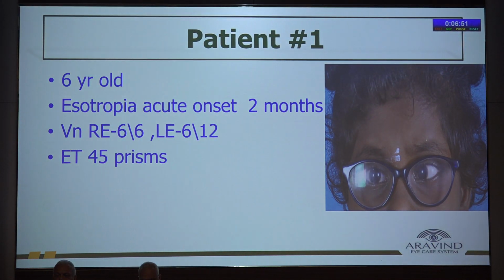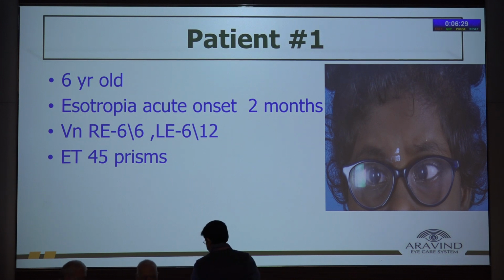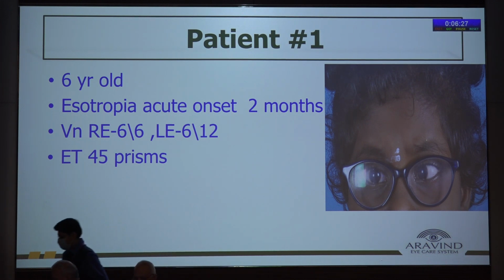This was a 6-year-old who had presented with esotropia of acute onset deviation. She had a visual acuity of 6/12 in the left eye. Actually, she was thought to be a case of amblyopia. She was advised patching, but after the patching also they found the esotropia had no improvement. So they thought whether it is something else. So she was referred to the neuro-ophthalmology department.